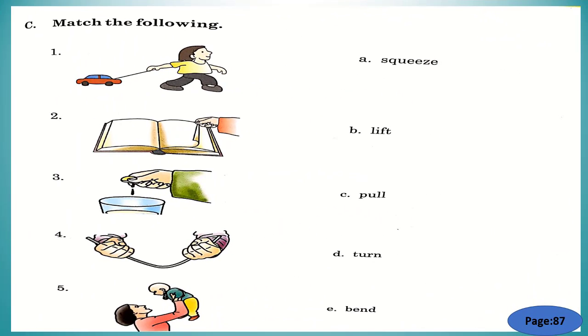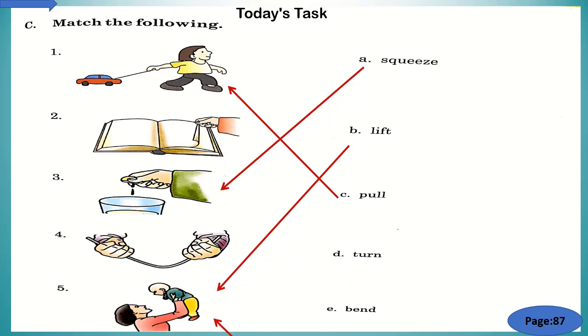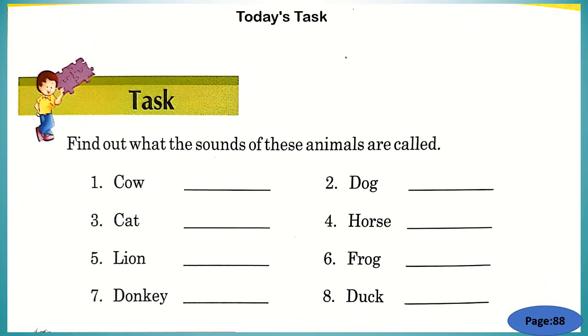Come to page number 87. Don't forget to write today's task. Let's see part C: match the following. The first one is squeeze, lift, pull, turn and bend. Come to page number 88. This is the task: find out what the sounds of these animals are called. So let's see the sounds of these animals. Cow sound is moo, dog is bark, cat mew, horse neigh, lion roar, frog croak, donkey bray, and duck is quack. So these are the sounds of the animals.